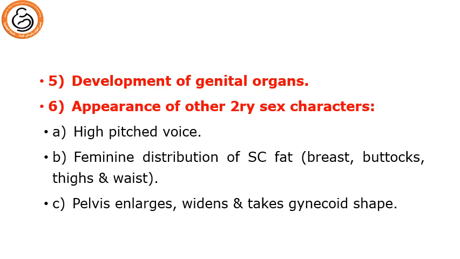We have development of genital organs and appearance of other secondary sex characters, which include high-pitched voice, feminine distribution of subcutaneous fat in the breasts, buttocks, thighs, and waist, and the pelvis enlarges, widens, and takes the gynecoid shape.